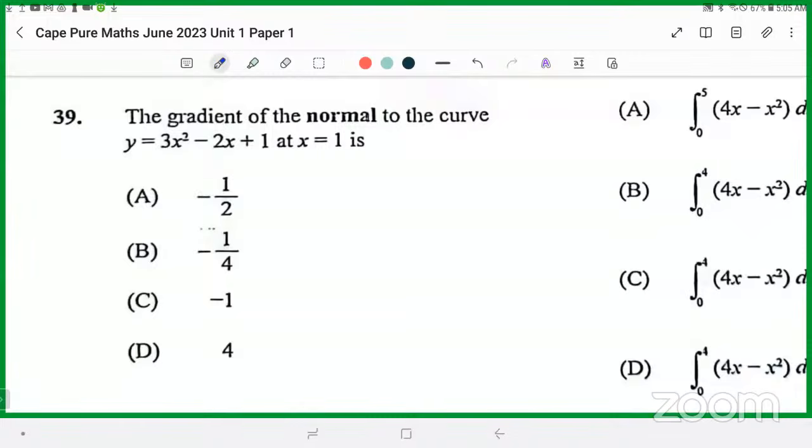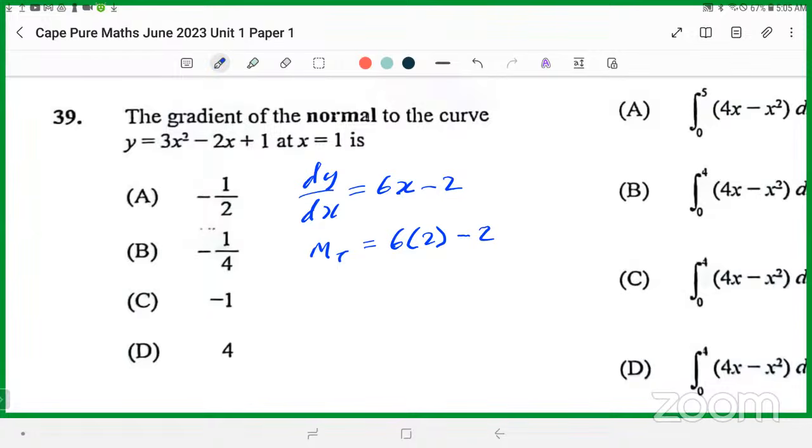So first we're going to get dy by dx, which is the gradient of a tangent. It's 6x minus 2. Differentiate this, we get 6x. Differentiate this, we get 2. At x equals 1, we're going to get the gradient of the tangent. So the gradient of the tangent becomes 6 times 2 minus 2. That's 12. That's 10, right?